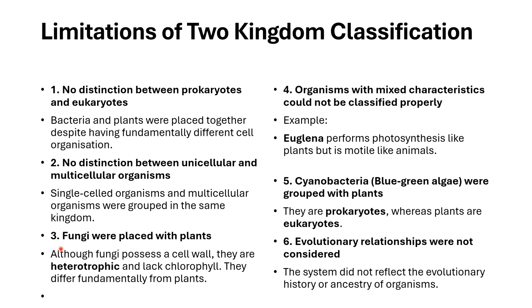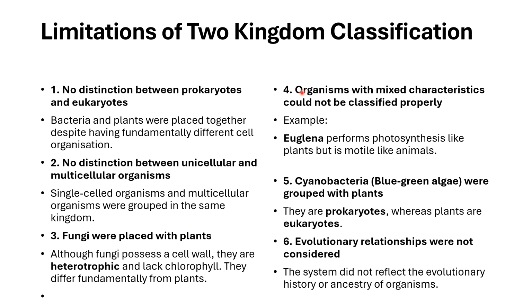Third important point is with fungi. Now fungi are very unique. Their cell wall is made of chitin. Okay, they lack chlorophyll. Unlike plants, they cannot perform photosynthesis. They are heterotrophic in nature. They depend upon organic matter to derive their nutrients. So clearly, there is a lot of fundamental difference between the fungi and the plants. So they cannot be put together.